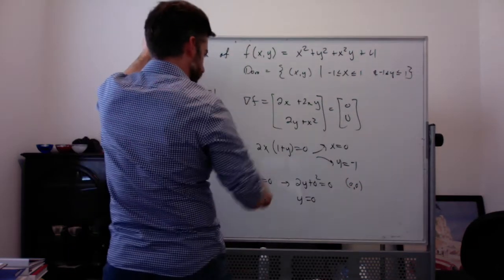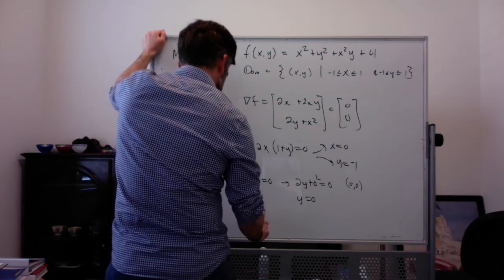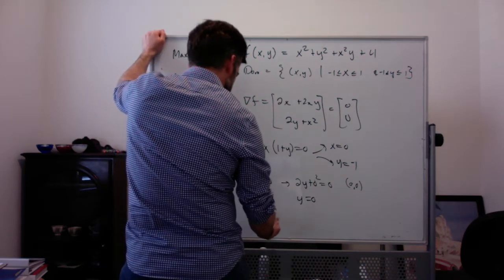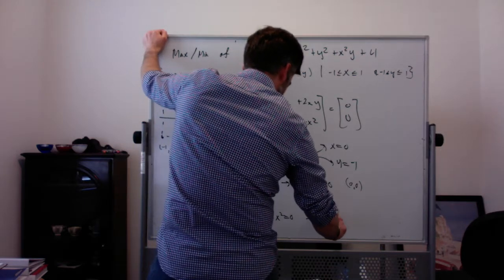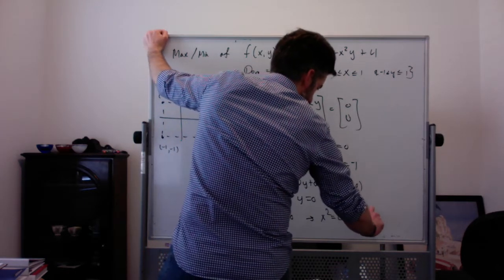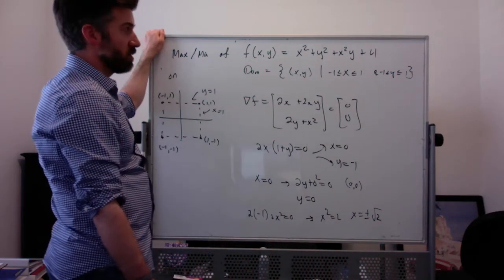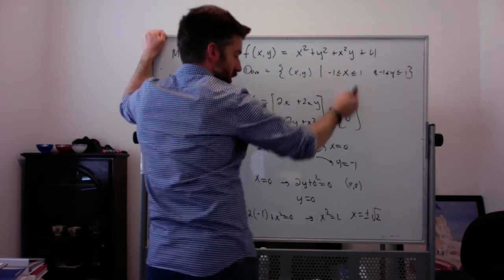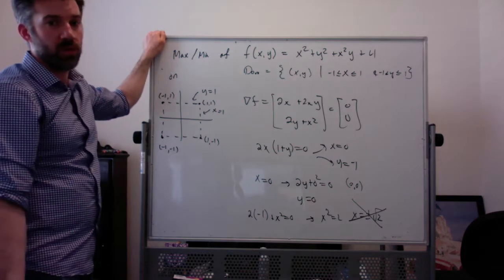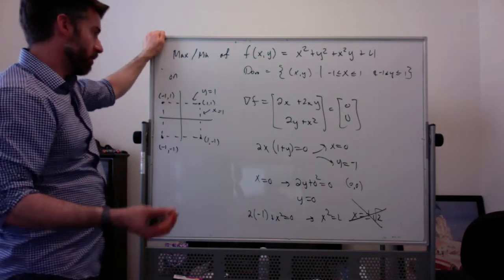Plugging in y equal to -1 in the second equation, we get 2 times -1 plus x squared equal to 0. So then we get x squared equal to 2, so x is plus or minus root 2. However, plus or minus root 2 is too big. Our domain is restricted to x being between -1 and 1, so we actually don't use that critical value. So the only critical point we have is the point 0, 0.